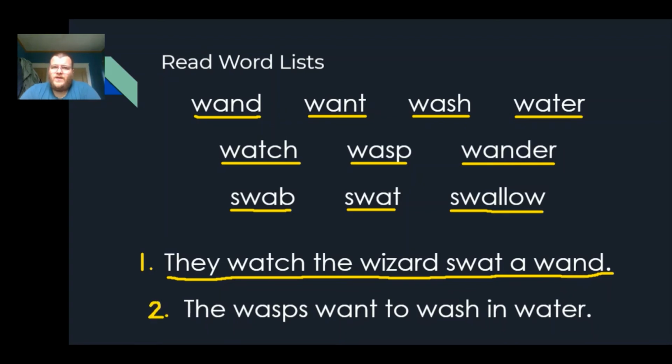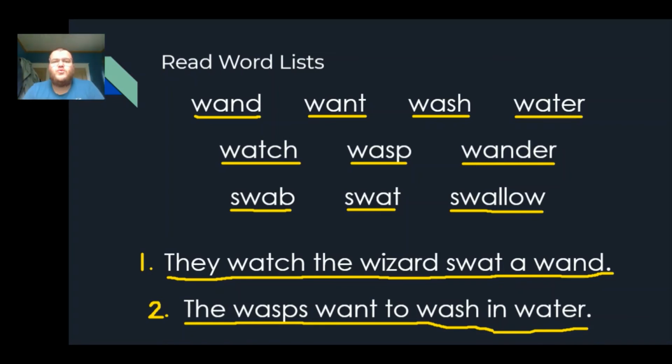Now let's take a look at the second one. Let me read it first. The wasps want to wash in water. Now it's your turn to follow along. The wasps want to wash in water. Great job following along.